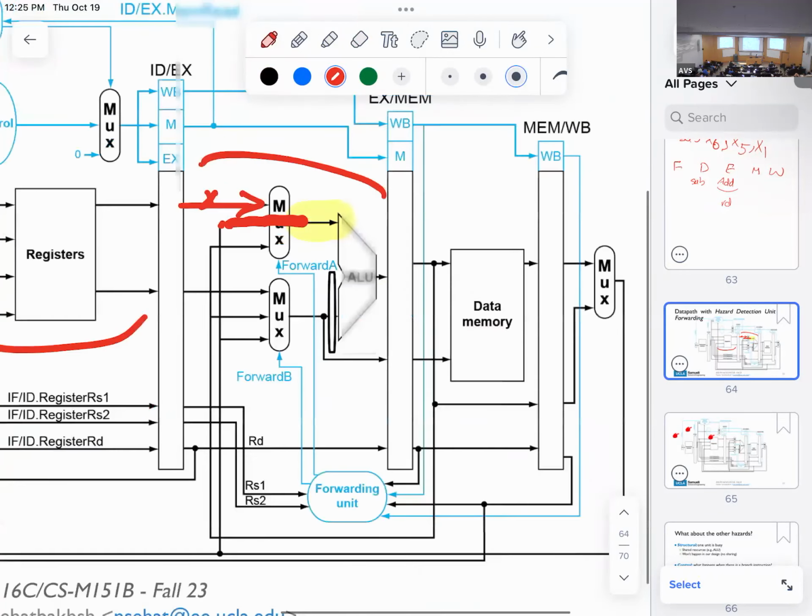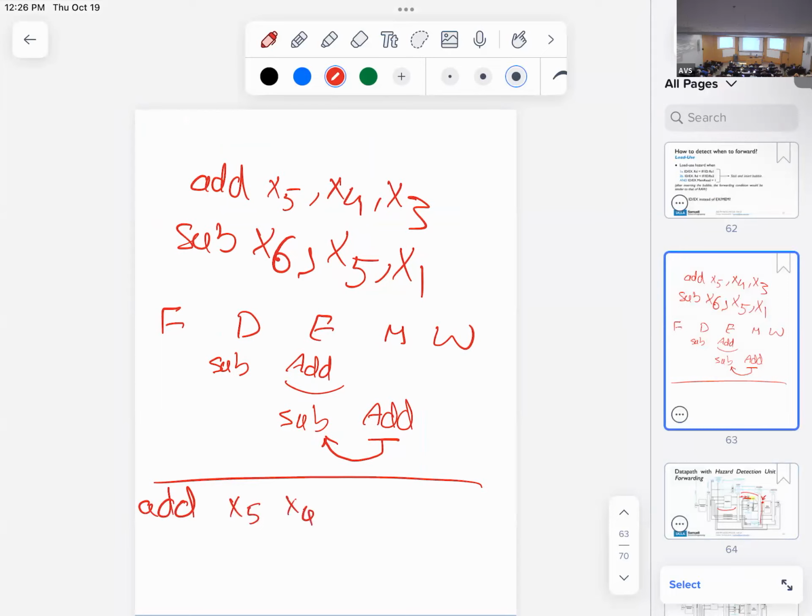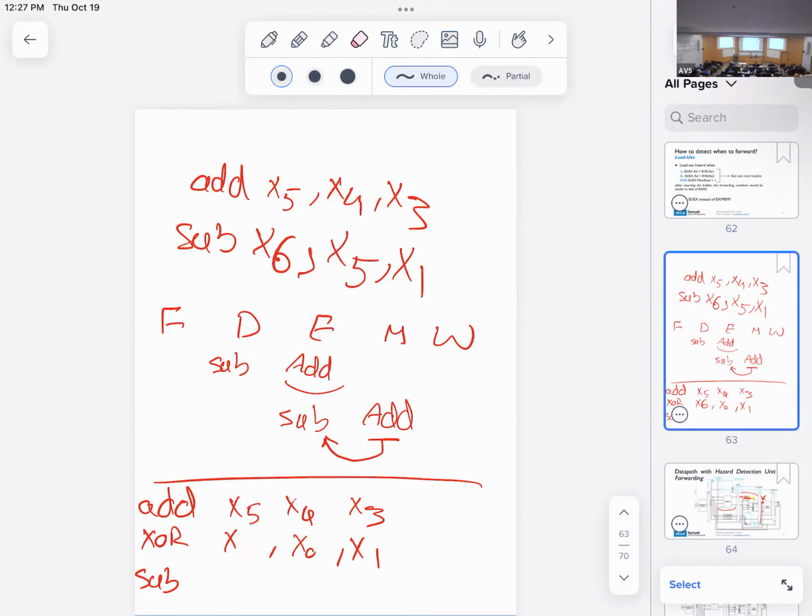And the same story goes for a scenario where I had something like this. If I had add X5, X4, X3, and maybe an XOR in between, like X6, X0, and maybe X1. So there is no dependency between these two, but then I have the same sub here, okay? So let me actually change this to X7. And then I'm going to have the same sub, X5, X6, X5, and X1, okay? Now there is a dependency between this instruction and this instruction, okay?